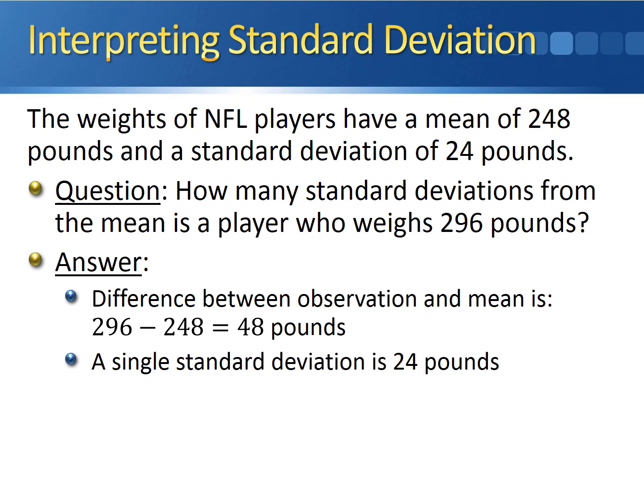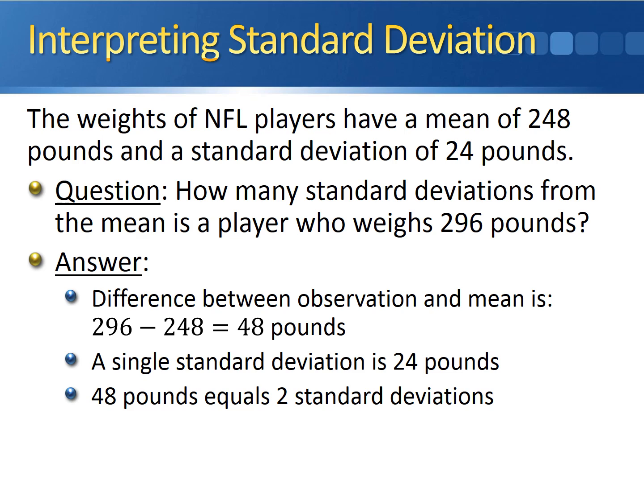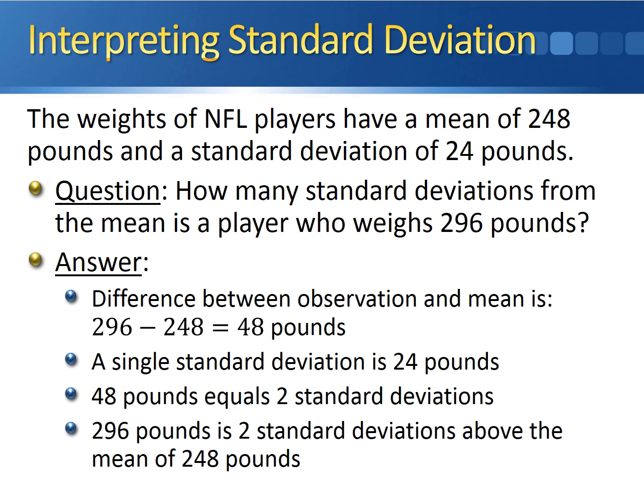A single standard deviation is going to be equal to 24 pounds. And so what we do is we realize that 48 pounds equals 2 standard deviations. 24 plus 24 gives you 48. So 48 pounds is exactly equal to 2 standard deviations. What this means is that 296 pounds is exactly 2 standard deviations above the mean of 248 pounds.